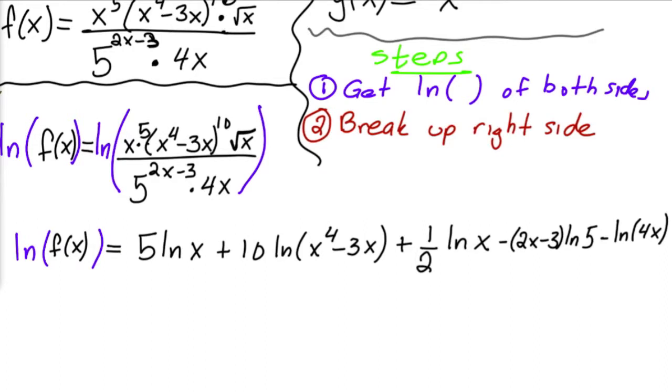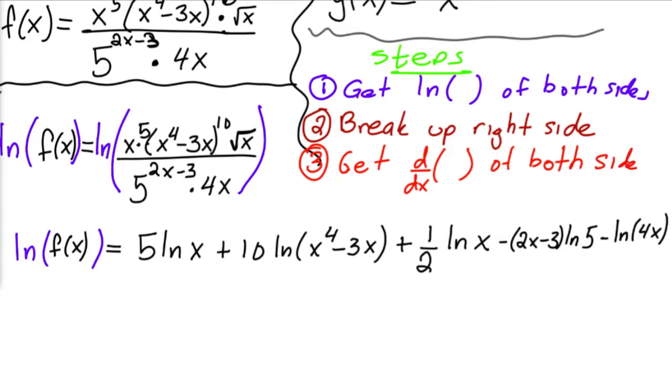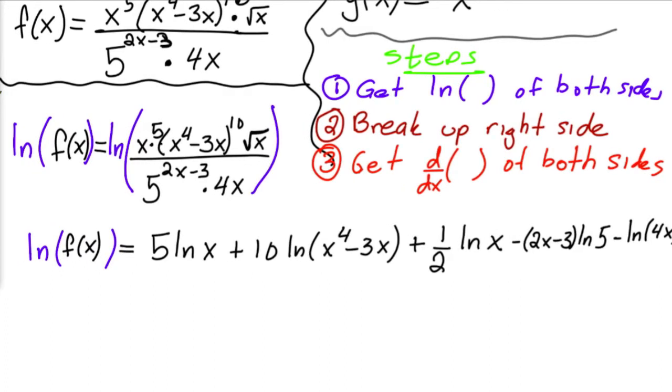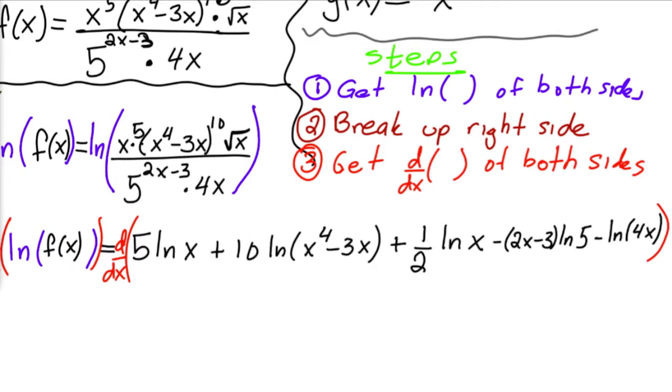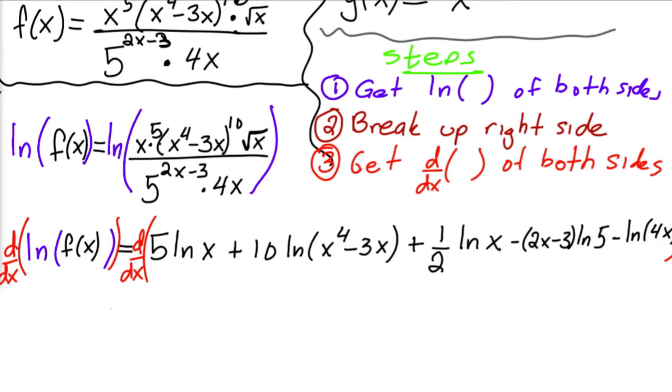Alright, so that's great. So once I've done that, the third step is to get the derivative of both sides. And what I'm going to do is I'm going to use implicit differentiation to get the derivative of both sides. So on the left side I'll get the derivative, and then on the right side I'll get the derivative. Now let's do the right side first, and we'll talk about what happens to the left side after.